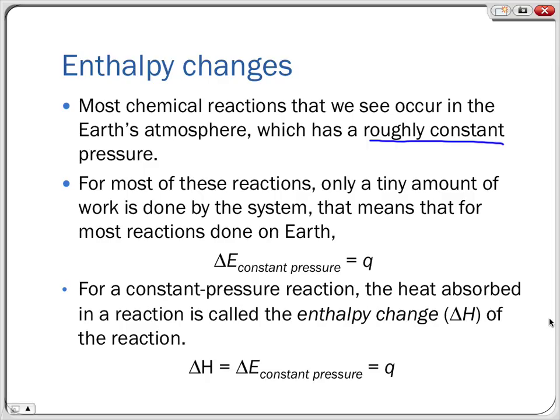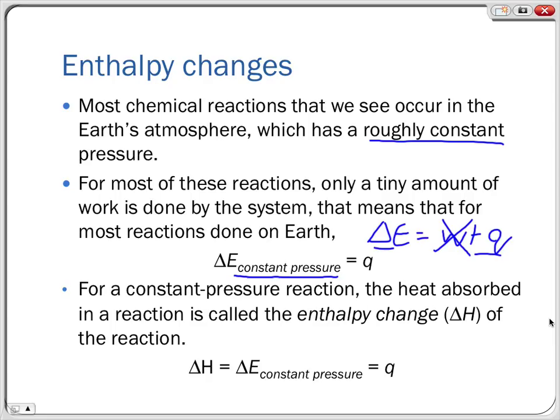Now, because the pressure stays the same, for most of these reactions only a tiny amount of work is done by the system. And so that means for most reactions done on Earth, our delta E, which is equal to work plus Q, has work equal to 0, which turns this into delta E equals Q. That's going to be true if we're at a constant pressure. So the change in internal energy at constant pressure is equal to Q, the heat flow in or out.